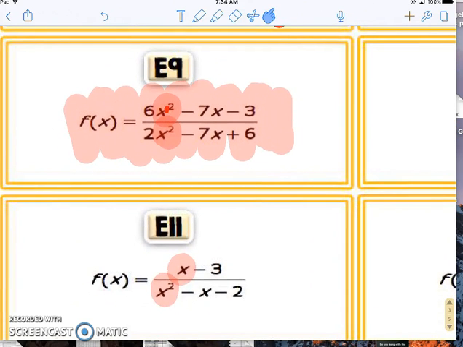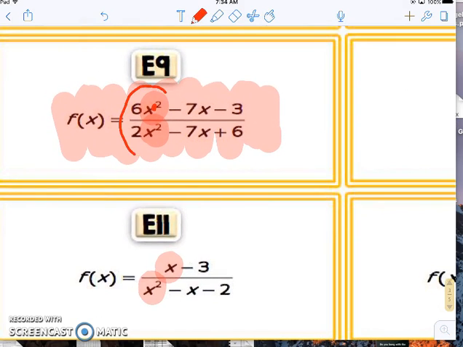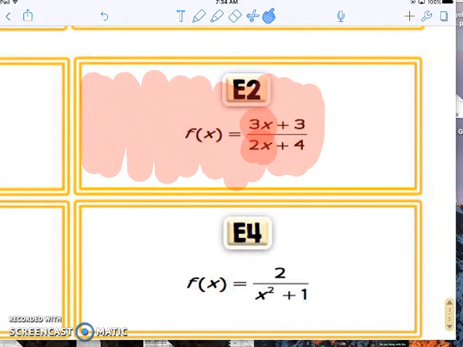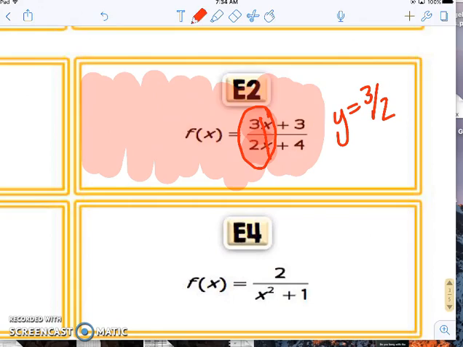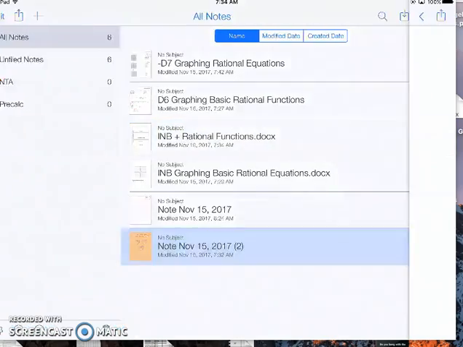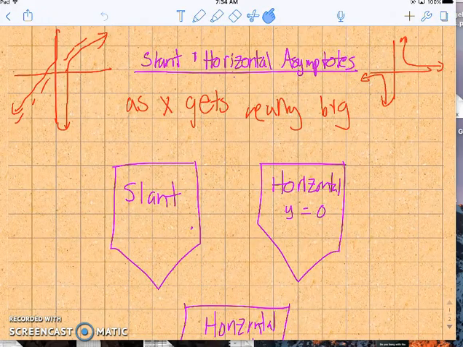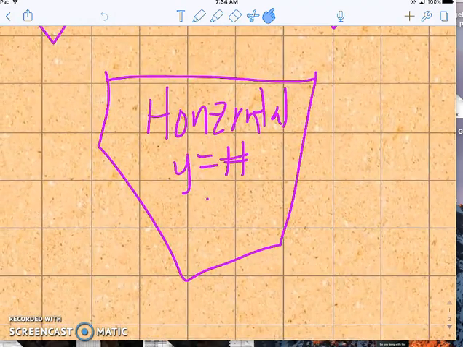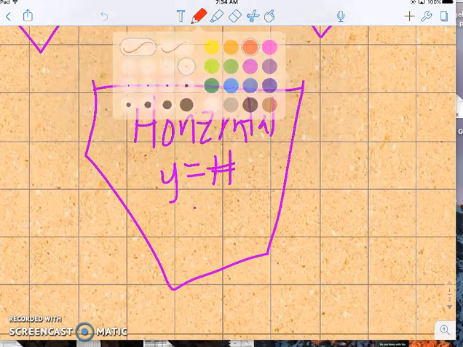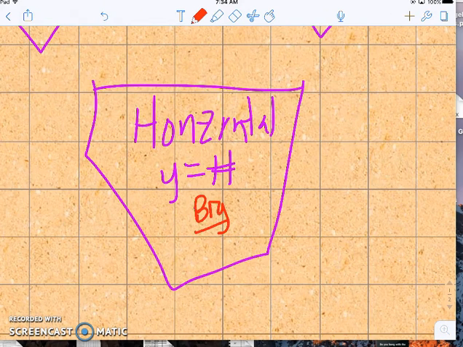So if we look at this one, as it gets so large, we're only going to focus on these numbers. So x squared over x squared is 1, so this one would be 6 over 2, or 3. Then when we look at this one, that plus 3 plus 2 doesn't matter, so as this gets really large, x over x is 1, so it's going to be y equals 3 over 2. So when you go back here, this would be horizontal, equals some number. So this is when you have a big number over a big number, and it's that same big number.